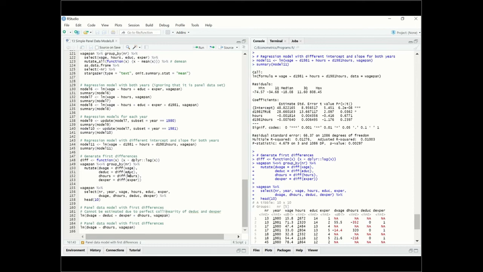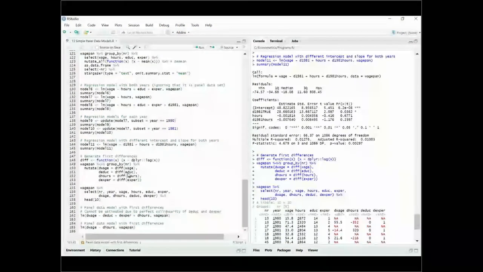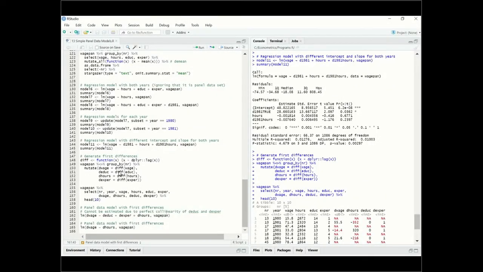And same thing for education. Pick up education in one year minus the education the previous year. Take that difference, apply this function to education, and that's going to be D education, and so forth for all of these variables. So we're now going to put this back in the data set. And so now let's look into this data set, select all the variables, including these first differences that we calculated, and let's get to see the first 10 observations.